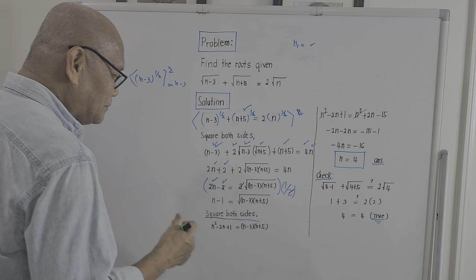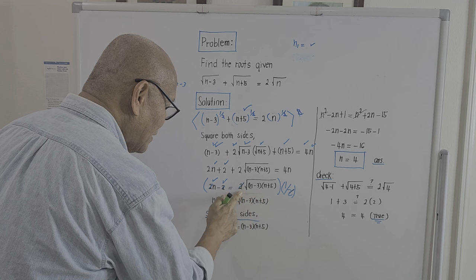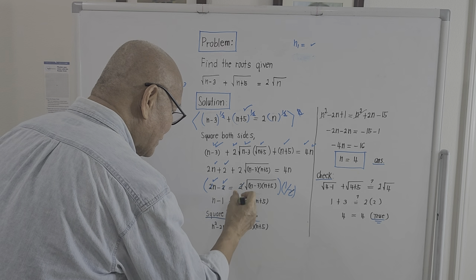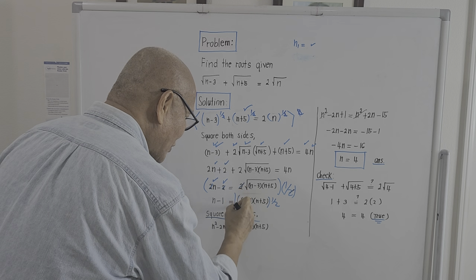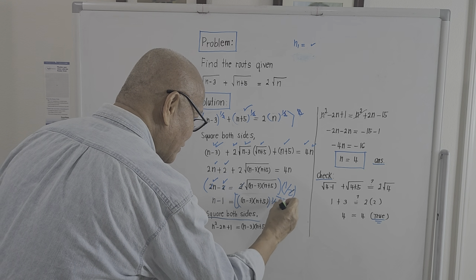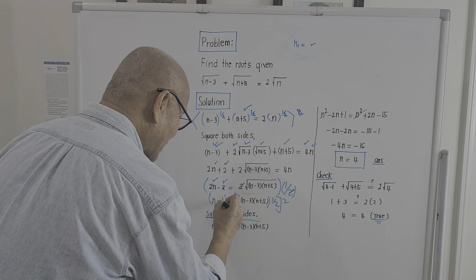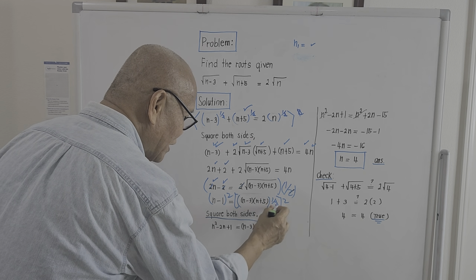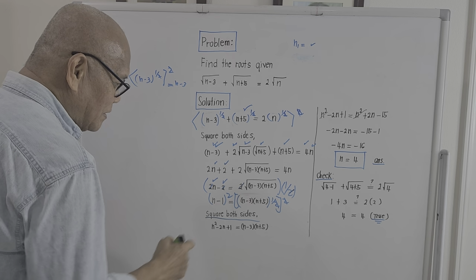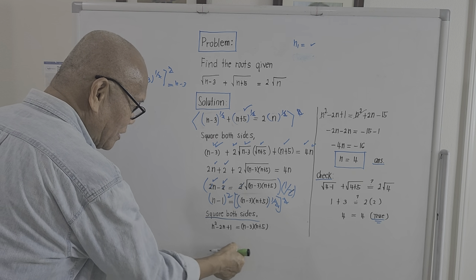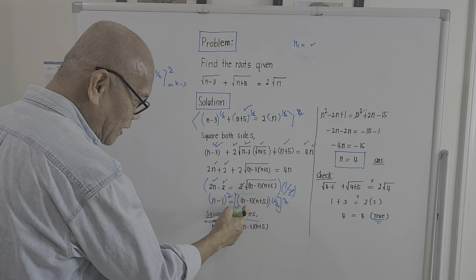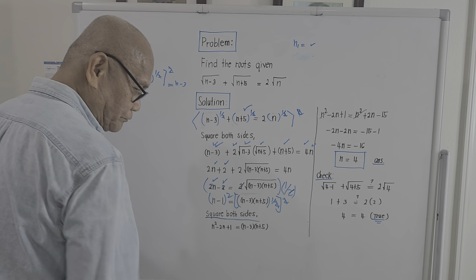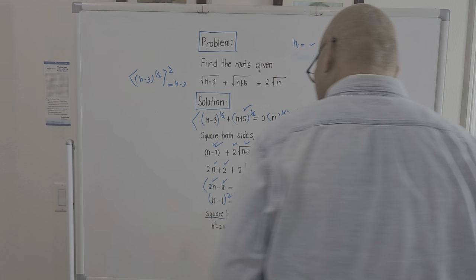For the right-hand side, this is actually raised to the 1 half, right? But we will square it again. Actually, we square this one. So these two here cancel with this. N minus 1 quantity squared is this one. So the right-hand side now, since we eliminated these two here, what will remain will be simply the product n minus 3 times n plus 5. So no more radical sign.